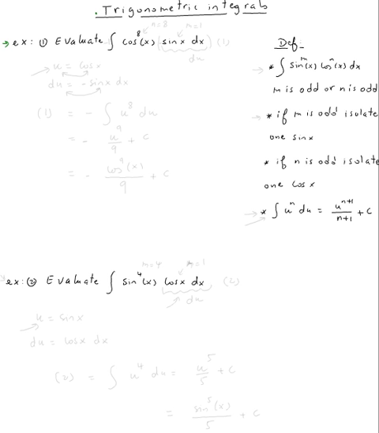So let's look at the definition, the method of solving this type. This is a type of integral of sine^m of x, cosine^n of x dx, where m is odd or n is odd, meaning one of them is odd.